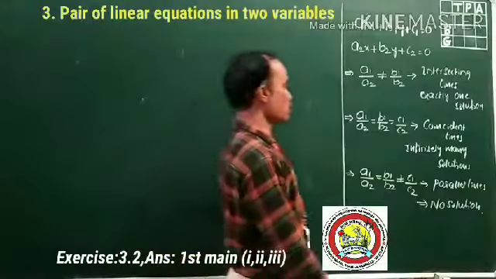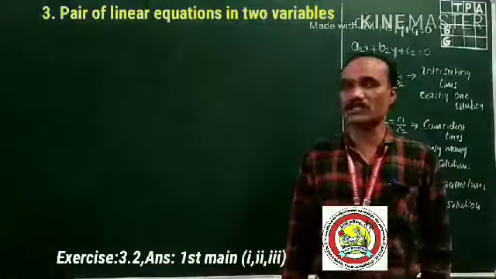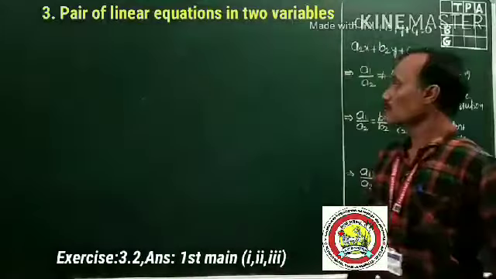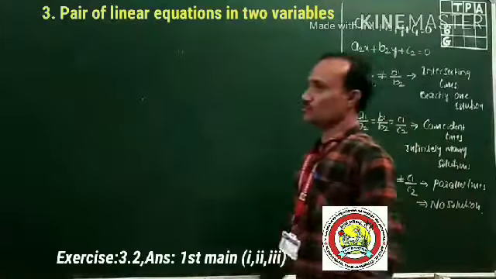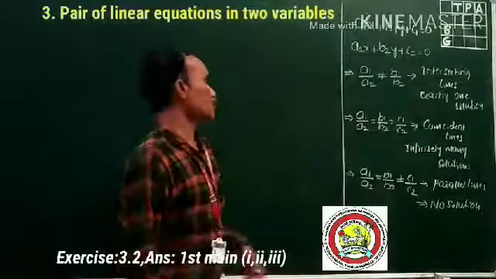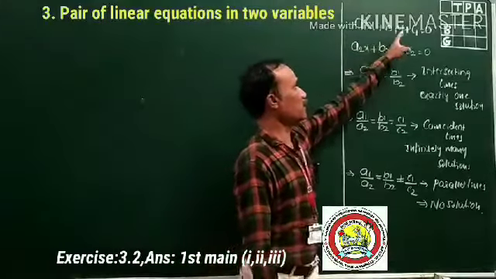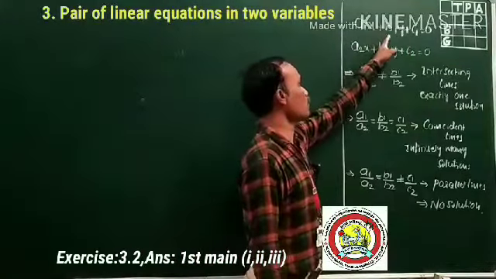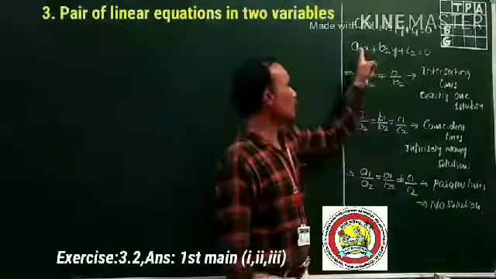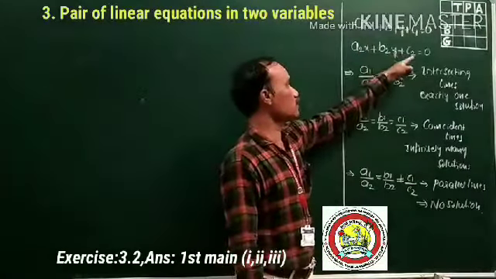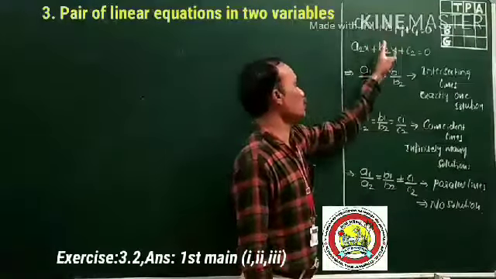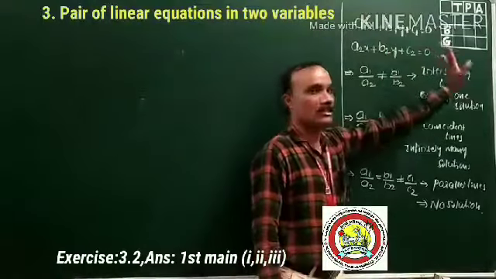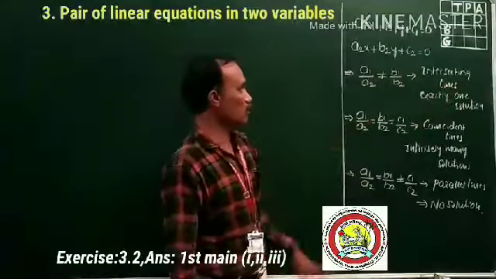The other day we discussed the pair of linear equations in two variables and also the nature of these two equations. I repeat once again, the standard form of a pair of linear equations is a1x plus b1y plus c1 is equal to 0 and a2x plus b2y plus c2 is equal to 0, where a1, a2, b1, b2 and c1, c2 belong to the set of real numbers, nothing but constants.